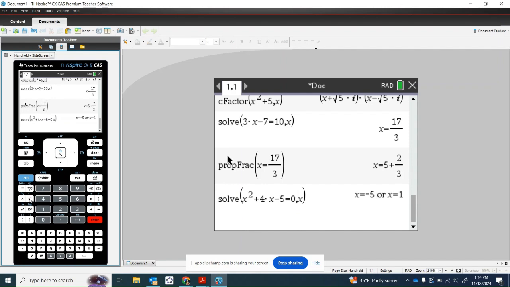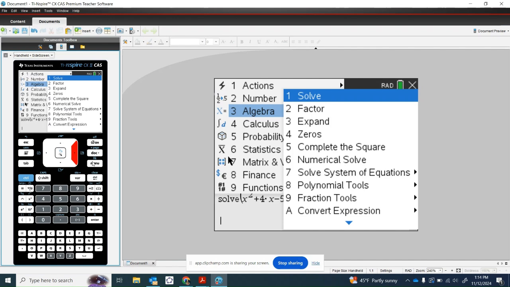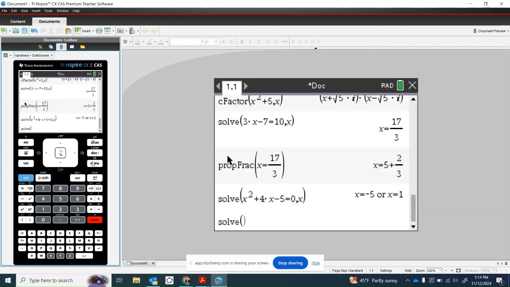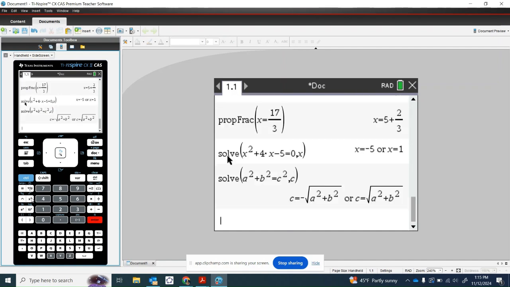It can actually solve formulas for a different value. So one of the formulas, let's see. Algebra, solve. A squared plus b squared equals c squared. Let's do that. I want to solve for c. And it's going to give me my answers. So I can also rearrange formulas, which is awesome.